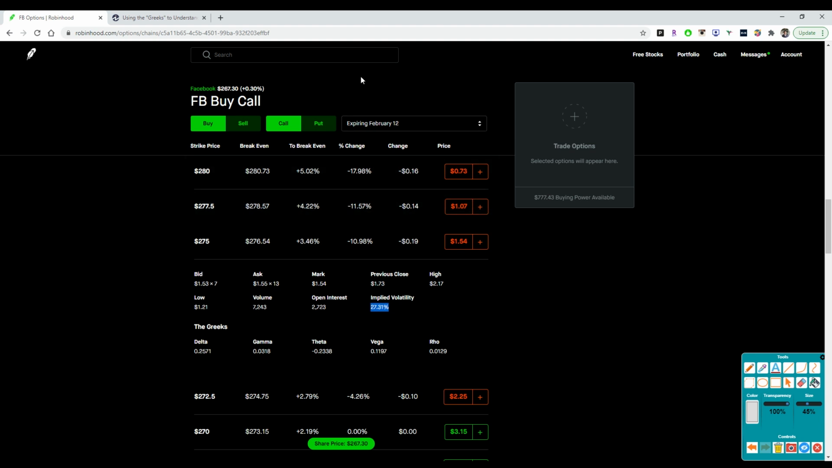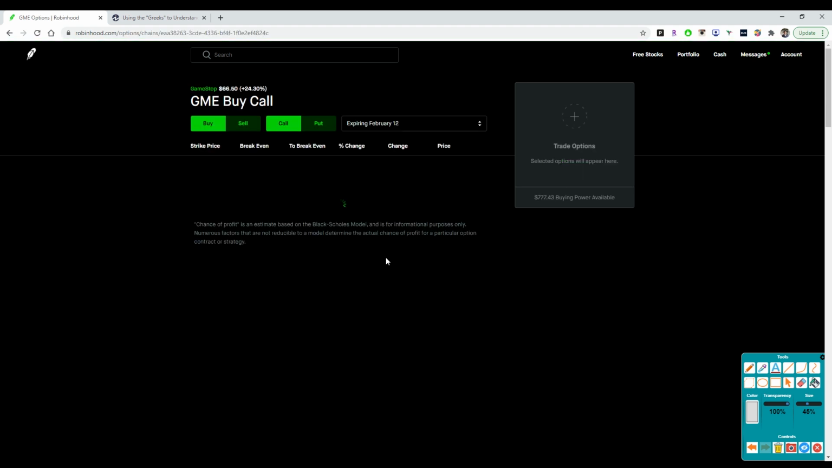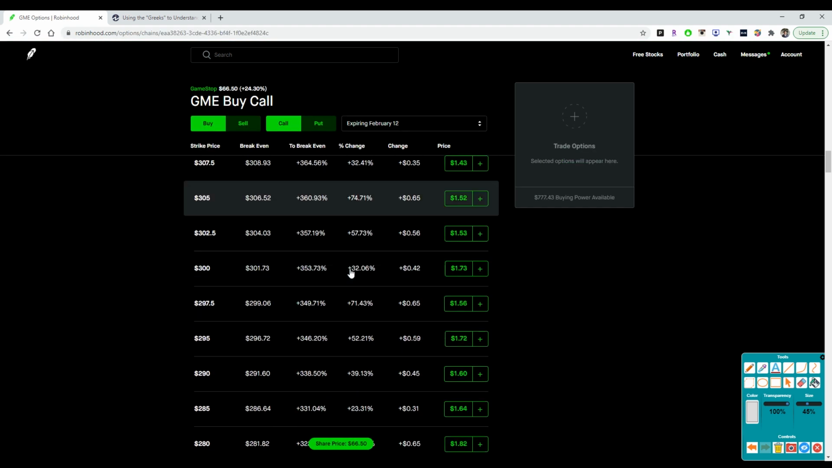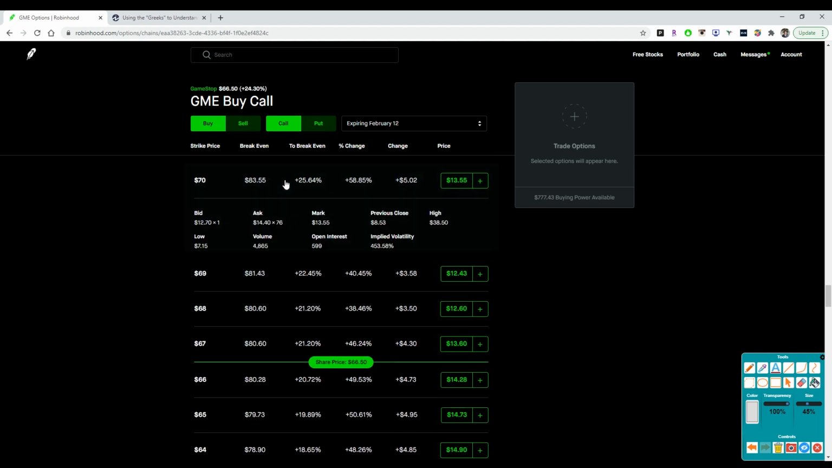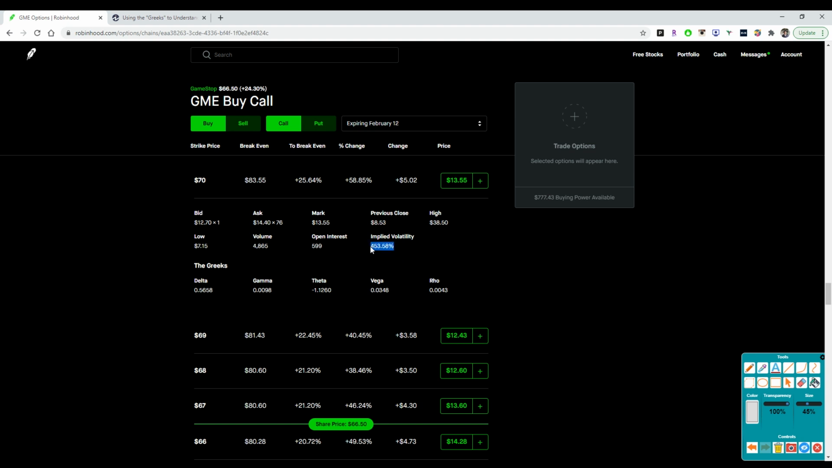If you look at something that's more volatile, you'll see a higher implied volatility. Let's take a look at maybe GameStop. Taking a look at GameStop options, it's trading around $66. So let's look at the $70, right? You can see that the implied volatility is 453%. That means there's a larger expected move for GameStop. You don't know which direction, right? And look at this delta, it's expected to move about 56 cents per dollar move in GameStop.